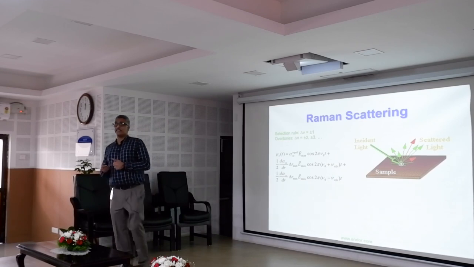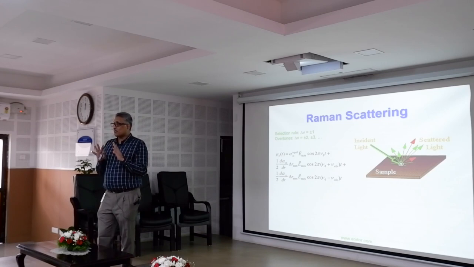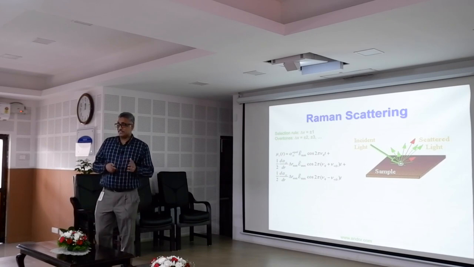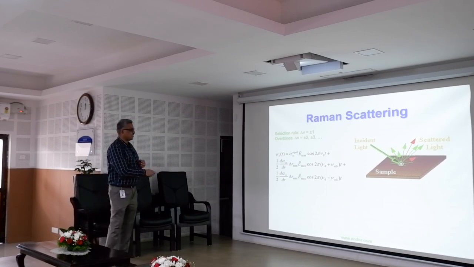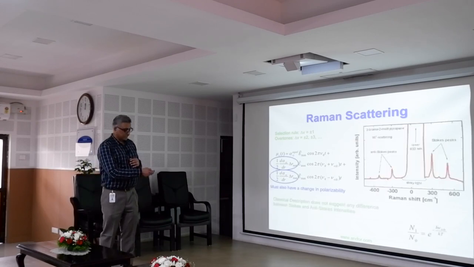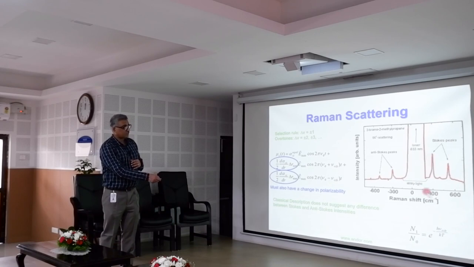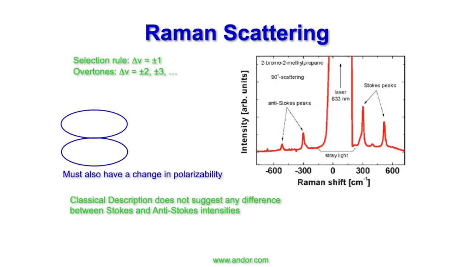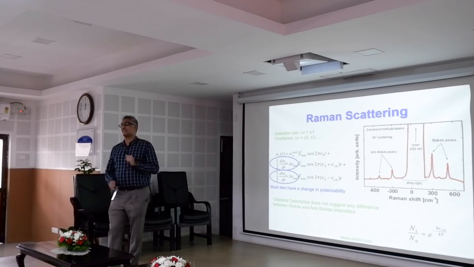Now again, what did I say? I have not talked about the atom with quantum mechanics. I only talked about all of these things classically. But that is where the problem comes, because for the red shifted light and blue shifted light, the classical intensity is exactly the same. But if I do the Raman, you will find that this is not true. If I look at the red shifted light, it is much stronger compared to the blue shifted light. That is the reality, and it is because of quantum mechanics that this happens.